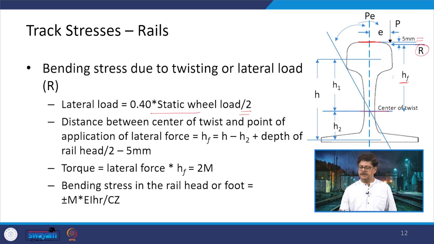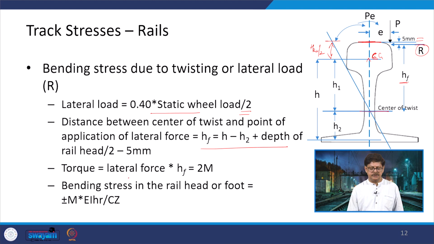So, if we are going from here to the top, it means there is H1 plus this height, and this is the CG of the rail head. Therefore, we can consider that this is the height of rail head by 2. So, we will go to the top and then if we reduce 5 mm from there, we will come to the location of R and that will become HF. So, the same thing is being defined here. So, HF is the total H minus H2 plus depth of the rail head divided by 2 minus 5 mm.